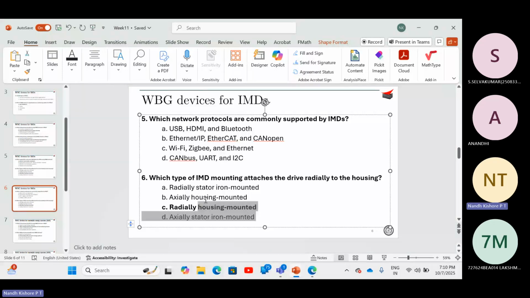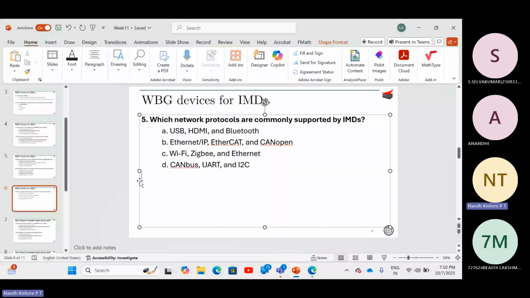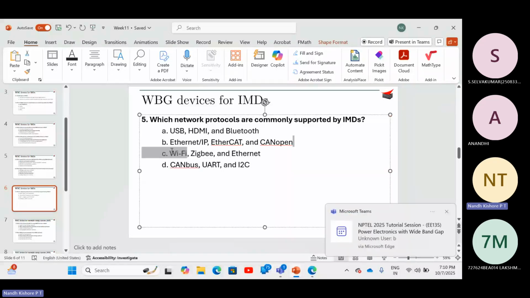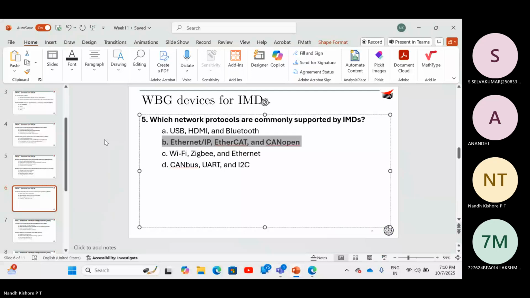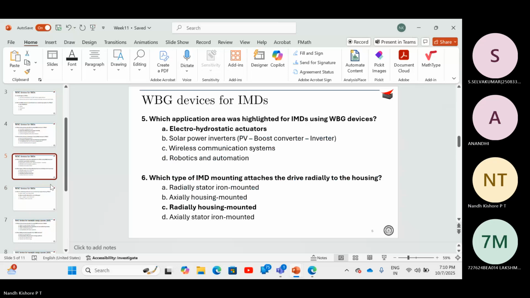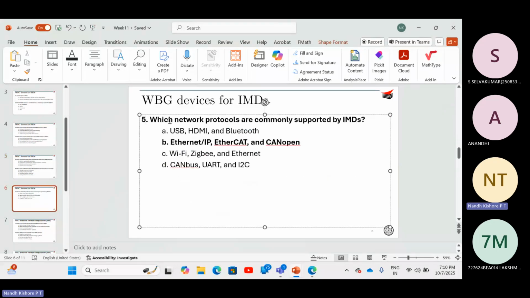So can you tell which is the correct answer based on what you have gone through in the lectures? Correct. So Ethernet IP, EtherCAT, and CANopen. Okay. Yeah, I think this was question number 7.